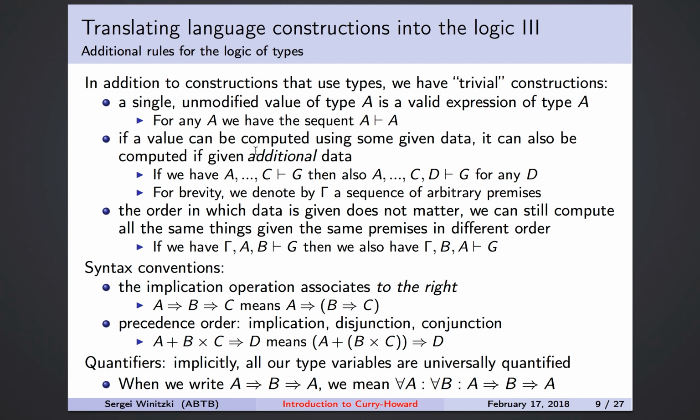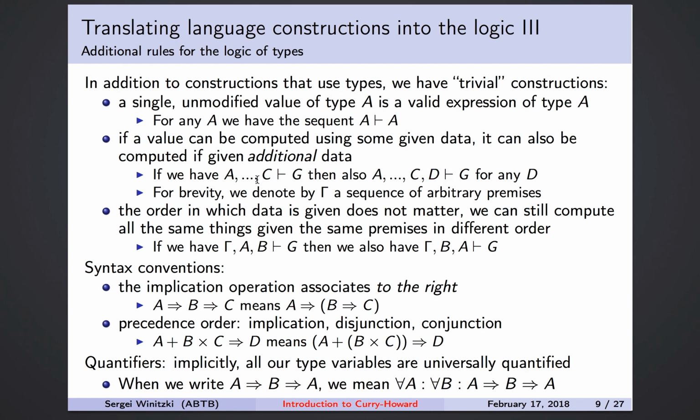Another rule is that when we can compute some value of type G, given, let's say, some data, A and so on, then we can also compute G if we're given some more, additional data. We will just ignore that additional data because we can already compute G using these, and these are still here. So it's easy for us to compute this G. We just ignored this extra information that is given.